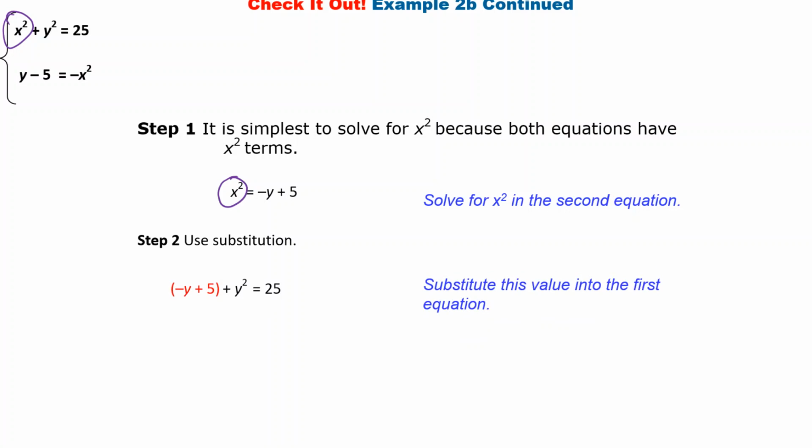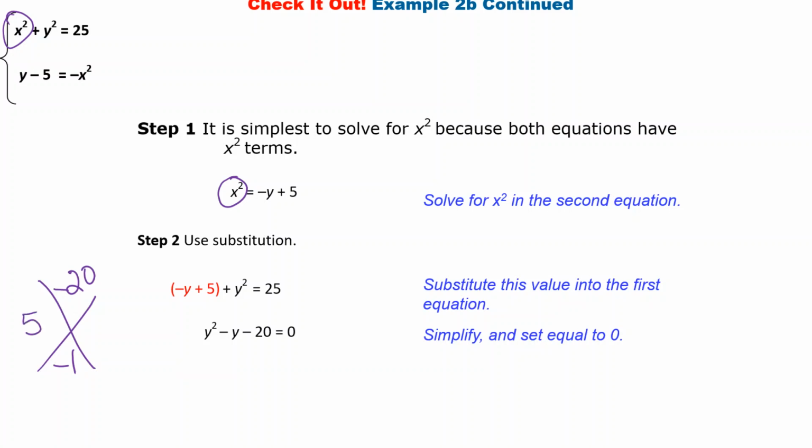Now I'm going to substitute. I'm going to actually simplify, and I have y squared minus y minus 20. I can factor that. 2 numbers that multiply together to get -20, add together to get -1. That's going to be 5 and -5 and +4. All right, so now I factor that out, and I can see that y is going to either equal -4 or y will equal 5.